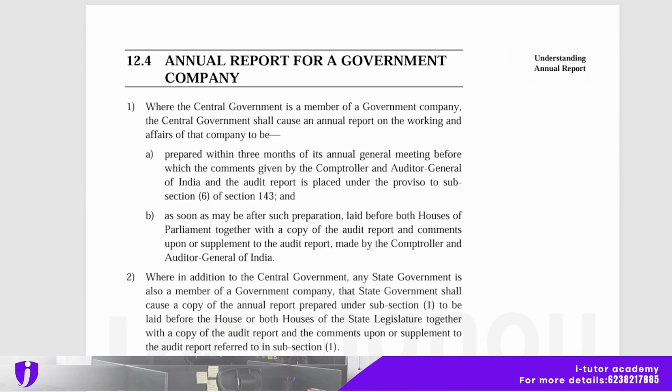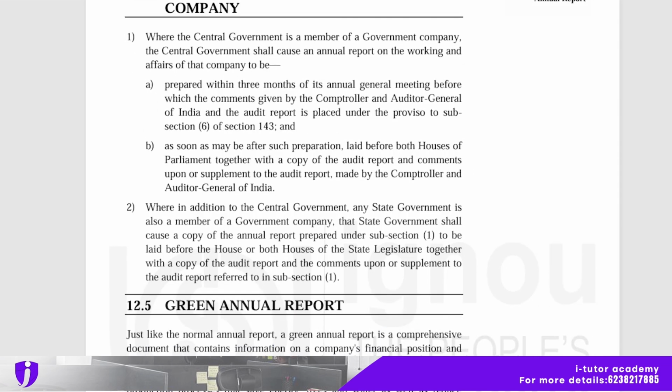And next is annual report for a government company. Where the central government is a member of a government company, the central government shall cause an annual report on the working and affairs of the companies to be prepared within 3 months of its annual general meeting, before which the comments given by the Controller and Auditor General of India and the audit report is placed under the proviso to subsection 6 of section 143, and as soon as may be after such preparation, laid before both houses of Parliament, together with a copy of the audit report and comments upon or supplement to the audit report made by the Controller and Auditor General of India.